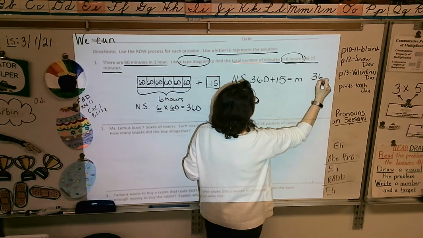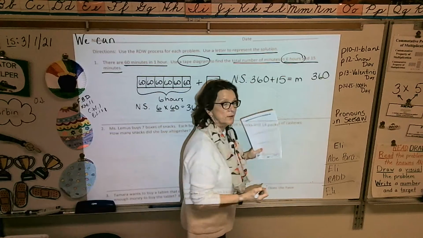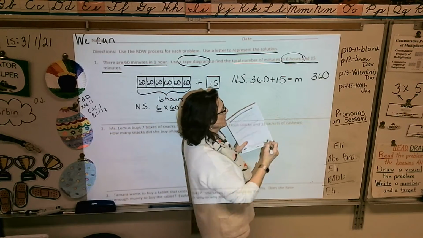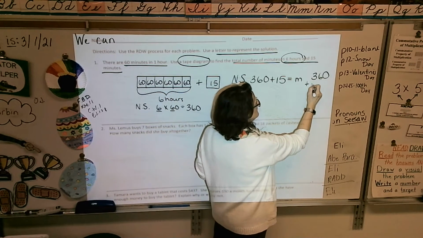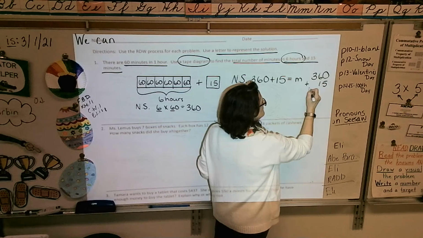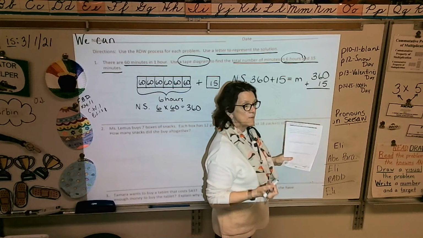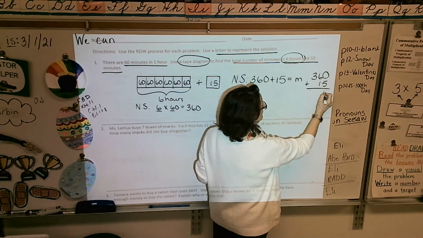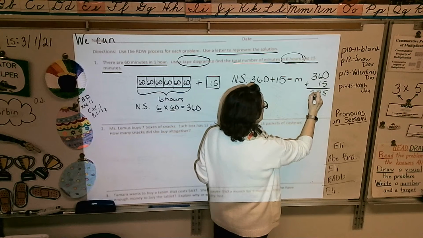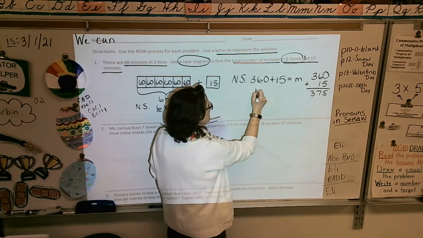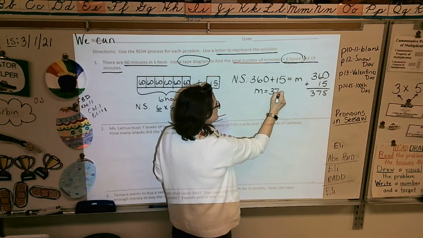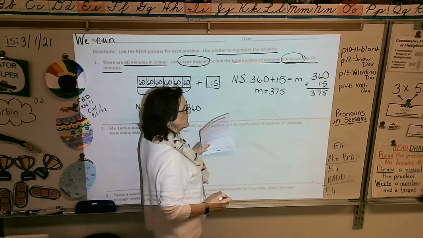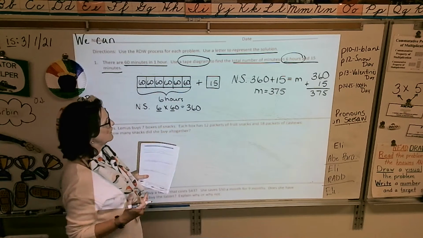If you can't do it mentally, come over to this side and put your algorithm. Remember to put the ones under the ones and the tens under the tens. So that's how your algorithm looks, and then when you add, 0 plus 5 is 5, 6 plus 1 is 7, and our hundreds is 300. So M equals 375. And that represents 375 minutes.